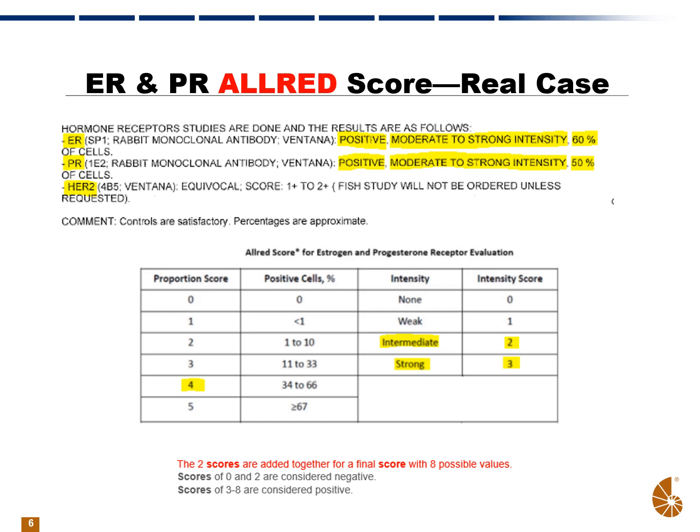Now, on this varying scale, scores of 0 to 2 are considered negative, and scores of 3 to 8 are considered positive. So you can see that when somebody is called estrogen receptor positive, they could be anywhere on that scale between 3 and 8, depending on the intensity and the percentage of cells that are positive.